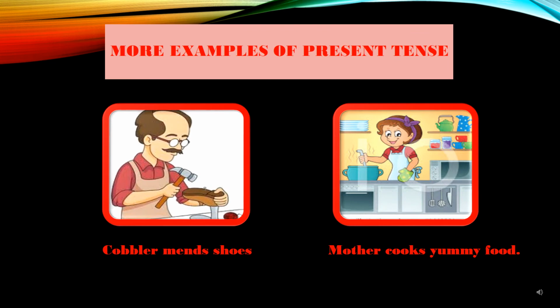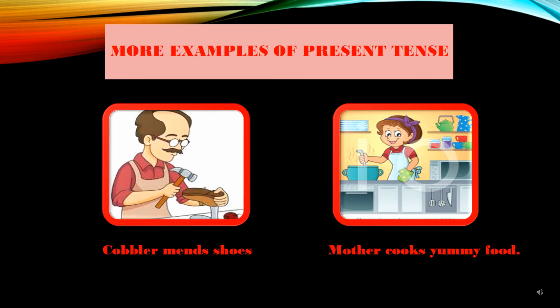So, here are more examples of present tense, children. Cobbler mends shoes. He always mends shoes. So, mends. Here you see I have added s with mend. Mend is an action word and I have added s to it because I am talking of one particular cobbler. Cobbler mends shoes, and this is present tense, that he is doing it every time.